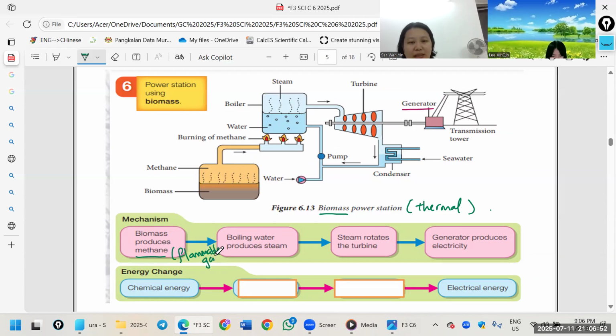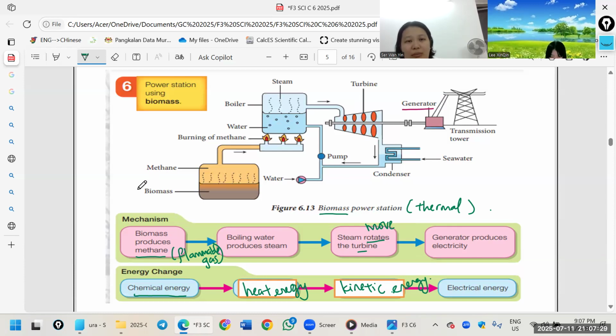Flammable gas. By the way, the biomass is chemical energy. This chemical energy will boil the water, so it will produce heat energy. Then the steam will rotate the turbine. Rotate means move the turbine, so it's kinetic energy. Then this generator will produce electrical energy. Same thing: heat up the water, becomes steam, turns the turbine and come back.